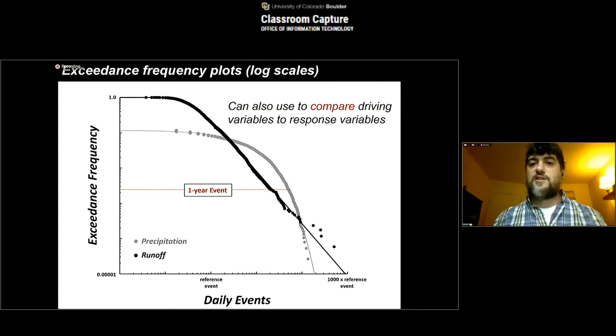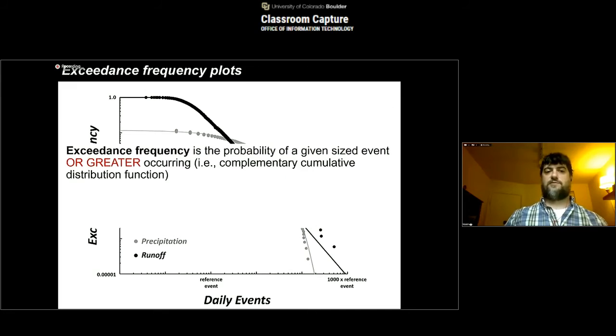We now have a framework to compare driving variables to response variables. In this case, the driving variable is precipitation, and the response variable is runoff. Now, this is just a moment to really emphasize this point. It's going to come throughout your exercise later this afternoon.